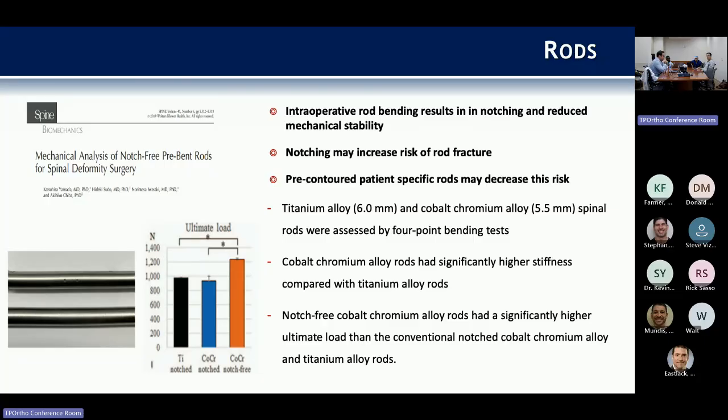So this is a biomechanical study that compared notch versus notch-free rods made from titanium and cobalt chrome. Notch-free cobalt chrome rods demonstrated the highest load to failure strength. And the takeaway here is that pre-contoured or patient-specific / surgeon-specific rods may preserve the strength and reduce failure risk.